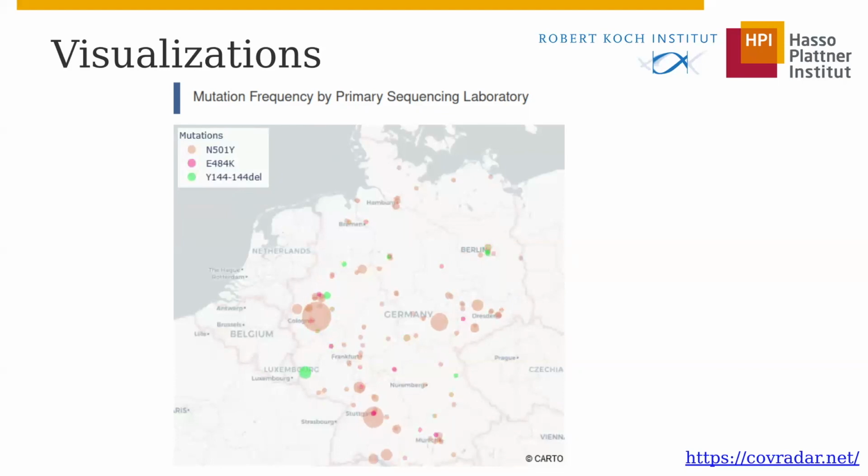For the German sequences, we have the information about the primary sequencing laboratory, meaning the laboratory sequencing the positive PCR samples. For the laboratories, we also have the postal codes. That's why we can provide these maps. If you have the postal code information for your sequences, you can also expand the map to other countries.